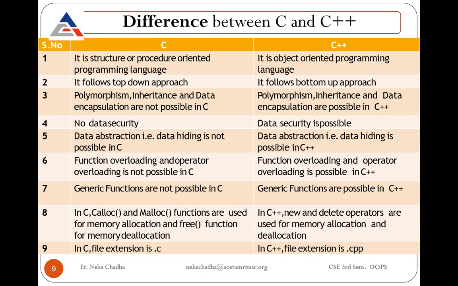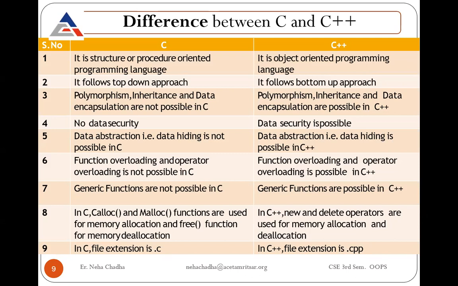Function overloading and operator overloading is not possible in C. Function overloading and operator overloading is possible in C++. Generic functions are not possible in C. Generic functions are possible in C++. Generic functions are generally used with the templates. That feature is available in C++, but it is not available in C.